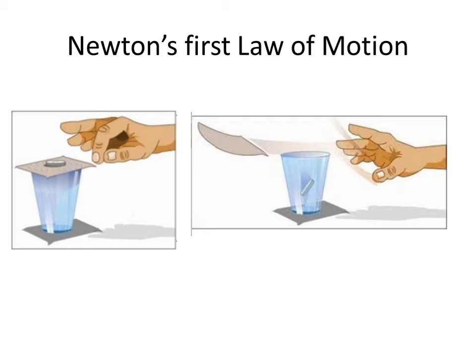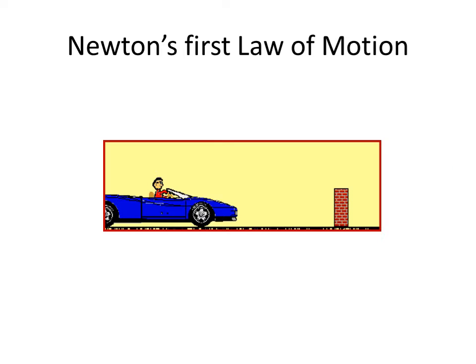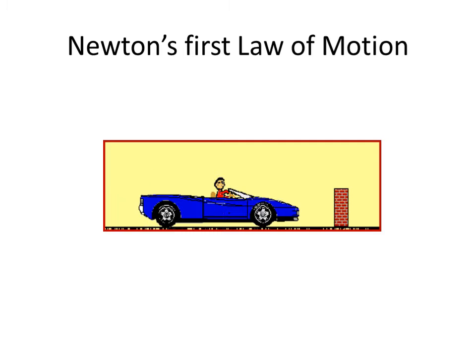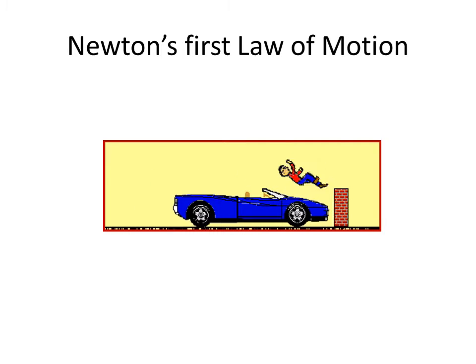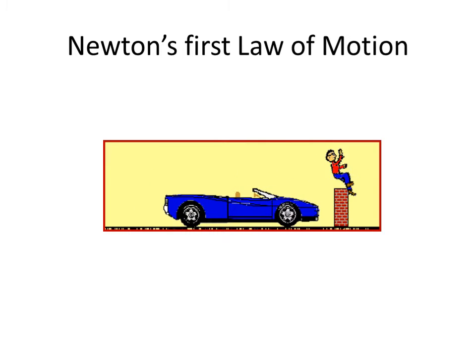A force was applied on the cardboard, so it had the ability to be set in motion. It was at rest, but since a force acted on it, it was set in motion. The coin was at rest and it tends to remain at rest, so it fell into the glass. This is another application of Newton's first law of motion.